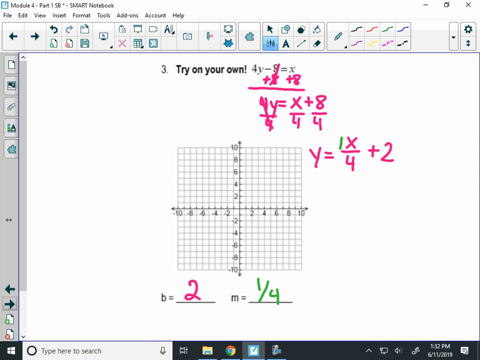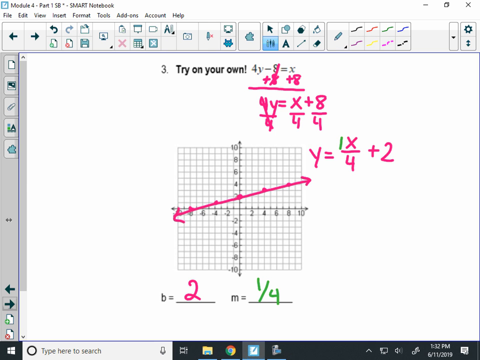When I start at 2, my slope from that 2 is going to be positive. Up 1, right 4. And I'm going to keep that pattern until I have no more room left to plot points and connect them. Alright, hopefully graphing lines is pretty simple.